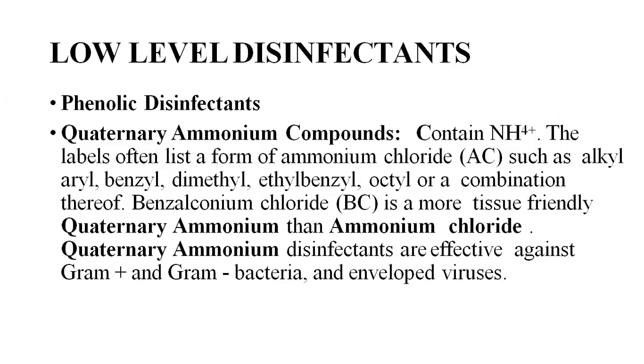So low level disinfectants: phenolic disinfectants. These are low level disinfectants. Quaternary ammonium compounds contain ammonia. The labels often list a form of ammonium chloride such as alkyl aryl, benzyl, dimethyl, ethyl benzyl, octyl, or a combination thereof. Benzalkonium chloride is more tissue friendly. Quaternary ammonium disinfectants are effective against gram positive, gram negative, and enveloped viruses.